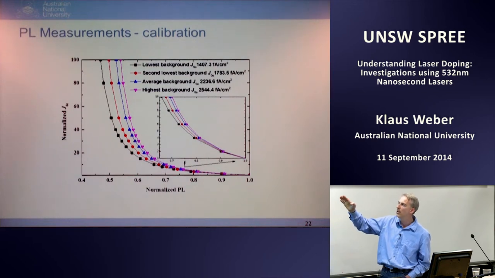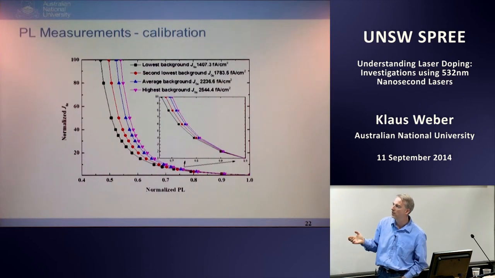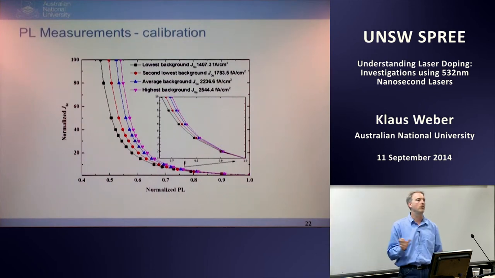So it's really that region between a normalized PL signal of 1, which is the PL of our background, and maybe 0.7 or 0.75, that's the region of interest. So this is where we're looking.